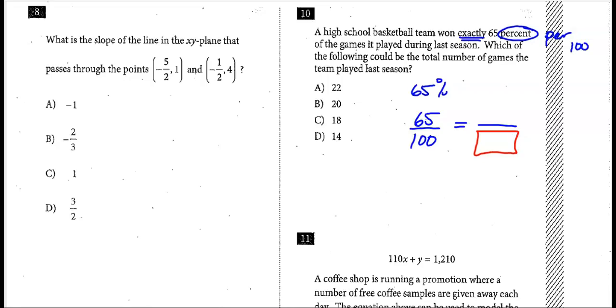Looking through, it looks like none of these numbers could go in this box because they don't go into 100 evenly. So I think the only answer here that makes sense would be 20, because if I reduce this down, dividing by 5 and by 5, that would be 13 wins out of 20. None of those other numbers would work because you're going to end up getting a decimal when you try to divide.